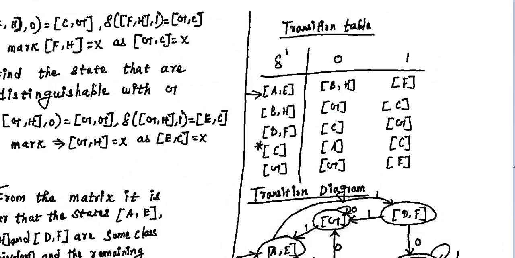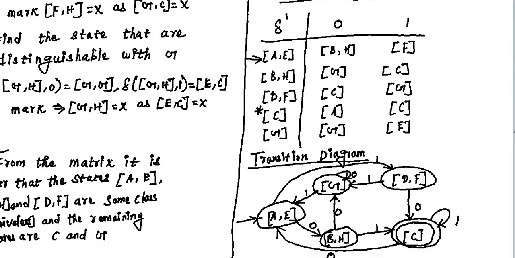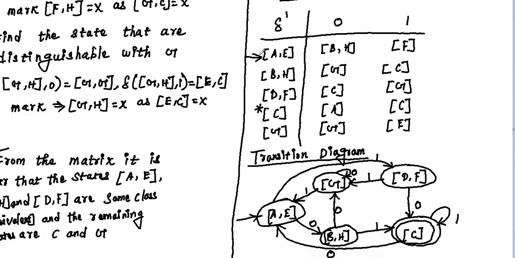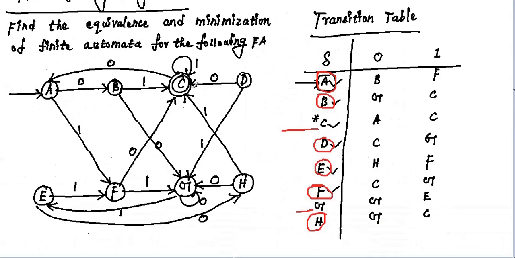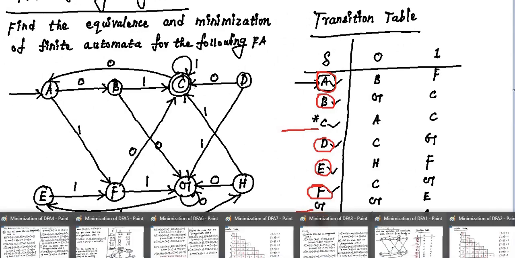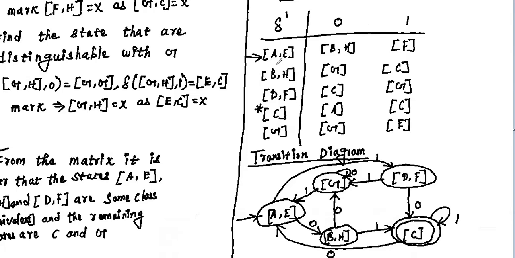After that we need to draw a transition diagram. How do we draw the transition diagram? Here AE0, so the starting state is A. In the original transition diagram, the starting state is A and the final state is C. Wherever A is present in the pair, A is our starting state and C is our final state. In this transition diagram, A is the starting state and the remaining states are G, D, F, BH, and the final state is C.